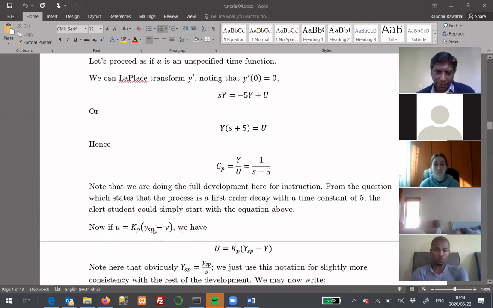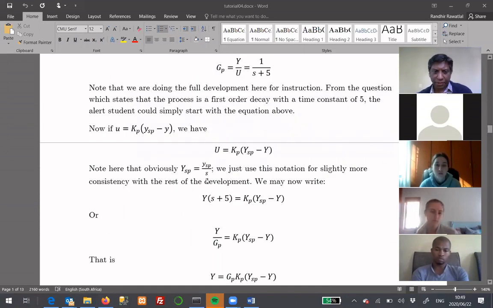Now, if we say we don't want u to be some arbitrary time function, we are going to try to reach this value of 3. We want a steady state value of 3, and we'll try to reach it by applying u equals kp. So we'll implement proportional control. Applying proportional control, in the Laplace domain, it's going to be capital U equals kp times (ysp minus capital Y).